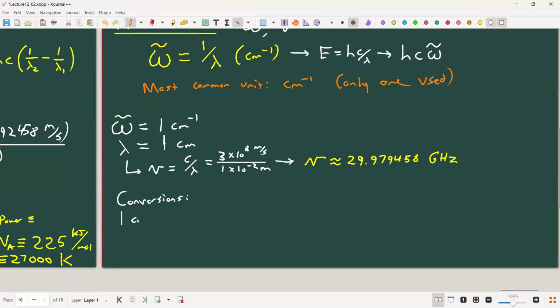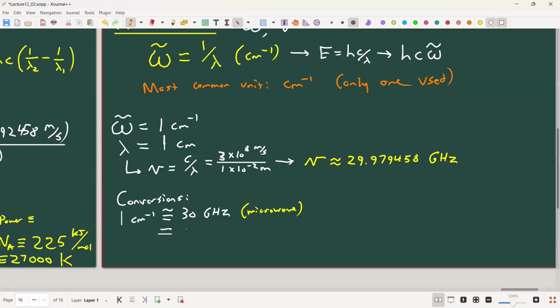So that one wave number is equal to roughly 30 gigahertz of frequency. By the way, if you're curious, this is the microwave. You guys know Starlink, that wireless internet service that Elon Musk sells? Starlink runs at 24 to 40 gigahertz. So one wave number is about the frequency of Starlink.